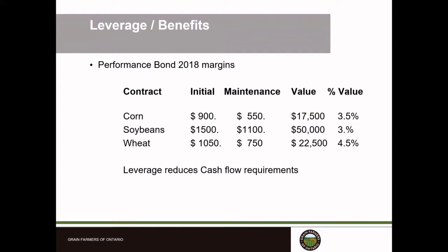So basically leverage reduces cash flow requirements. So if you're a farmer, you have a lot of expenses and you want to protect your crop, you don't have to cough up all of this money to sell it. You can use the margin requirements on the futures to lock in your price for a very small amount of money without being cash strapped.